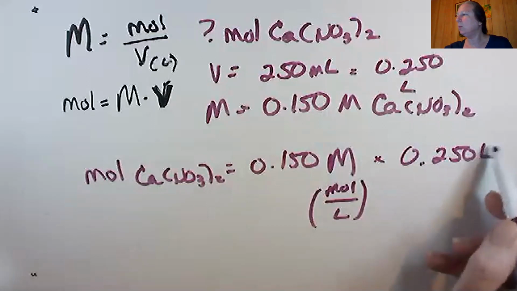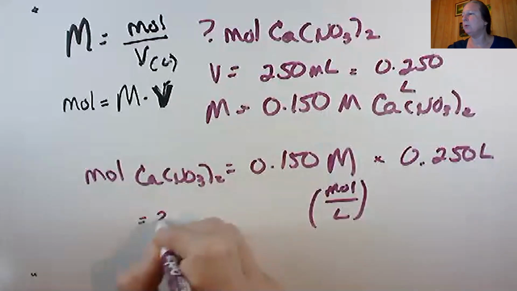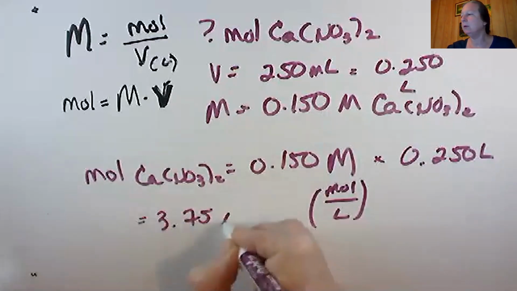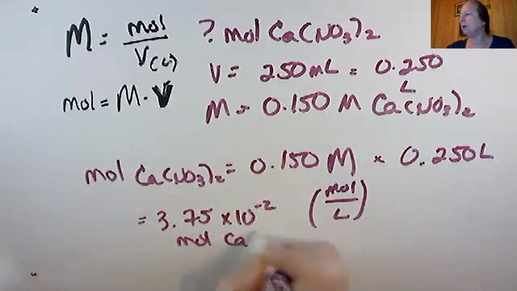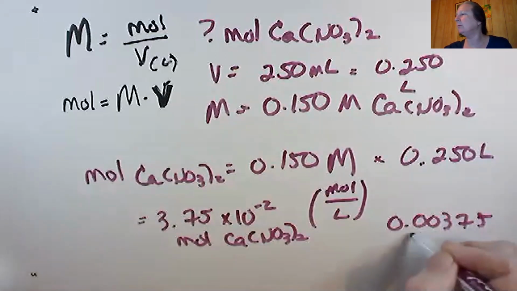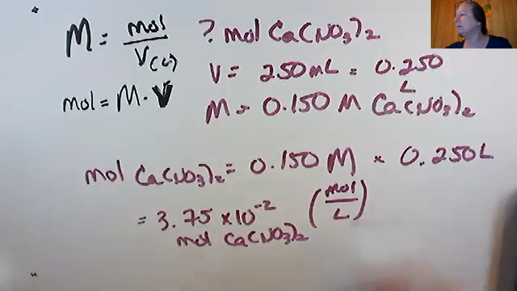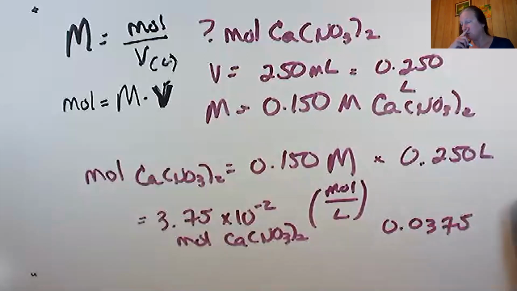Right? So then when I do this, these liters will cancel out. Mole will be left over, and you end up with 3.75 times 10 to the minus 2 moles of calcium nitrate, which is 0.0375, right? No, it's not. It's 0.03751, 2. And so we rewrite it in scientific notation.